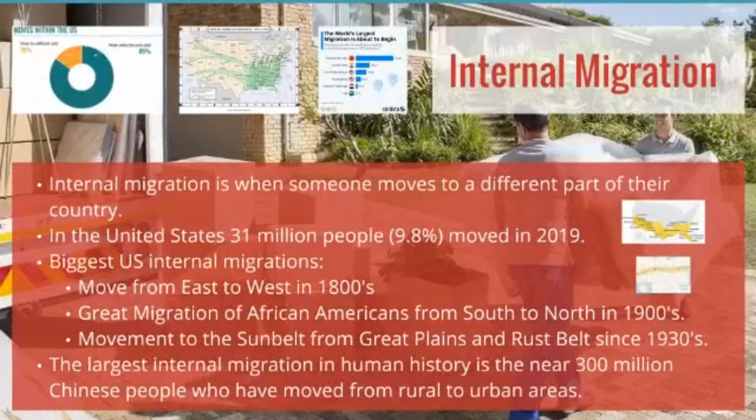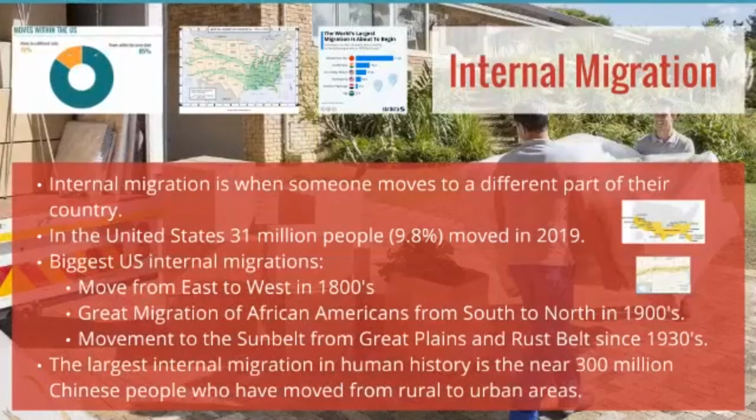The biggest US internal migrations that we've ever seen are the move from east to west in the 1800s. So people started to spread out further in the country. We also have seen the Great Migration of African Americans. So in the Jim Crow South, they wanted to get out because of the laws that violated their civil rights in the 1900s. And so we saw migrations where African Americans moved out of the South and into the North. And we've actually seen a counter migration more recently where African Americans have moved back down south.